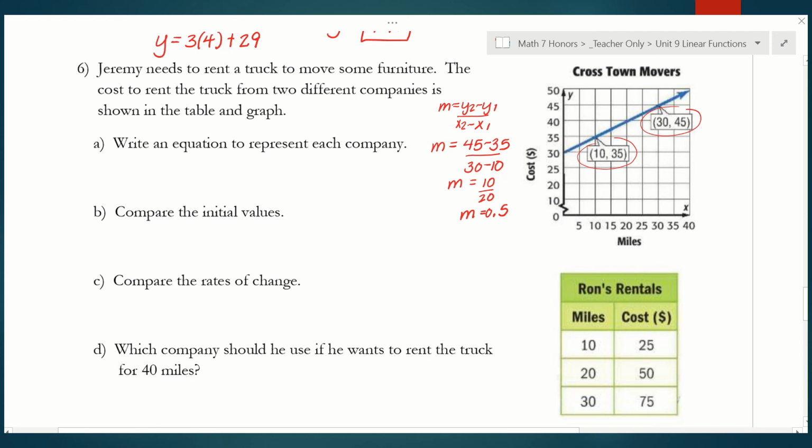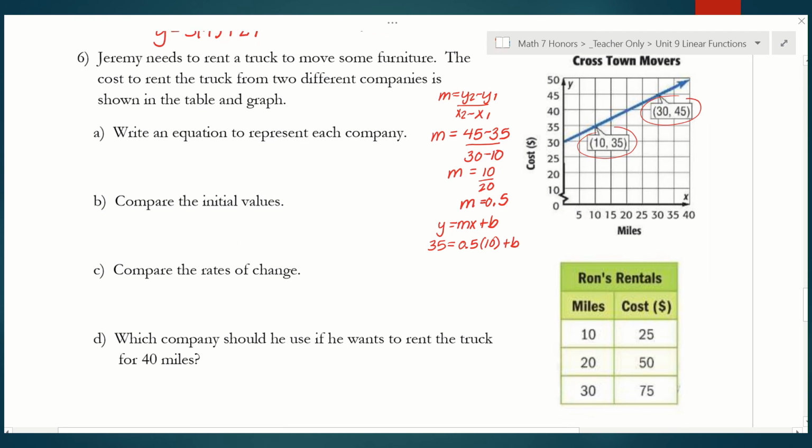And so what I'd like you to do is use your y equals mx plus b formula, plug in one of the points and your slope, and solve for b. So I'm going to choose the point (10, 35). So 35 is the y coordinate. 0.5 was the slope I just got. The x coordinate of that point is 10, and I'm trying to solve for b. So 35 equals 0.5 times 10, which gives me 5. And so then when I go to solve for b, I have to subtract 5, which is 30.